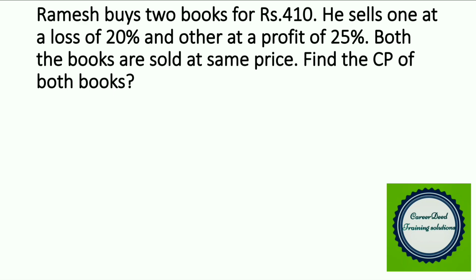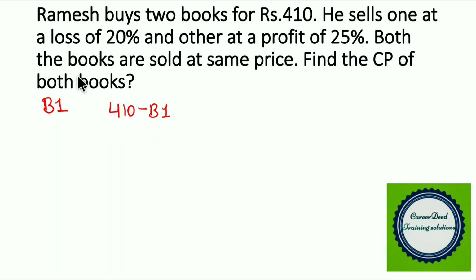Okay, let's start working. So we can name the first book as B1. So the cost price of the first book is B1. Then what will be the cost price of the second book? We know the total cost price of both the books is 410. If one book is B1, then the other book will be 410 minus B1. For example, if the cost price of the first book is 10 rupees, then what is the cost price of the second book? 410 minus 10, 400 rupees, right? So it is completely our assumption.